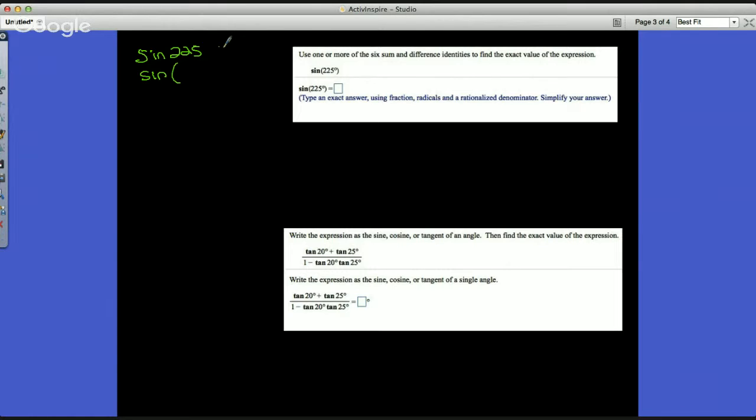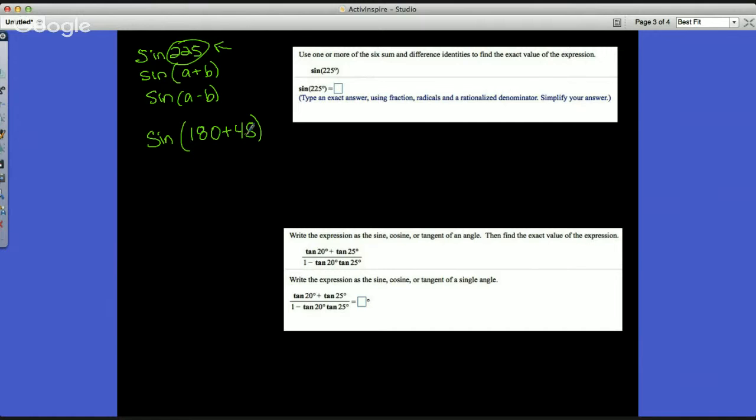We have to have two angles either added or subtracted together, A plus B, or it could be A minus B, and some people might be different, and that's okay. Well, what two, when added or subtracted, get me to 225? Well, I realized that, oh, you know what? Sine of 180 plus 45 equals 225, right? All right, so we could do that. Put sine of 180 plus 45.